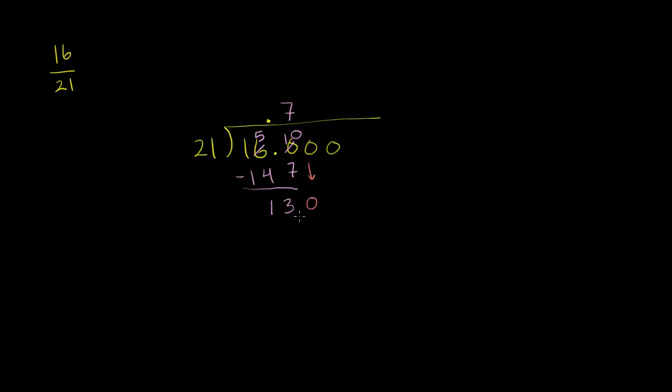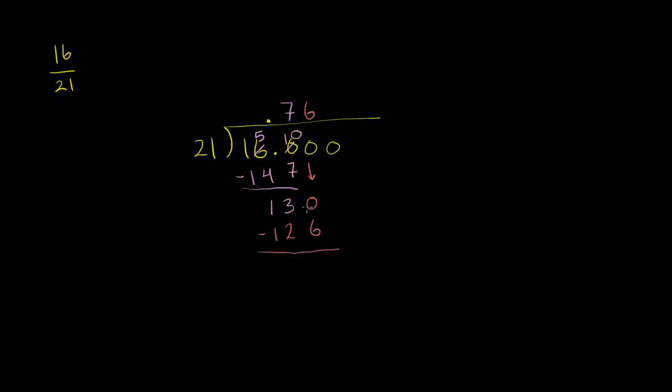21 goes into 130. So let's see, would 6 work? It looks like 6 would work. 6 times 21 is 126, so that looks like it works. So let's put a 6 there. 6 times 1 is 6. 6 times 2 is 120. There's a little bit of an art to this. All right, now let's subtract.